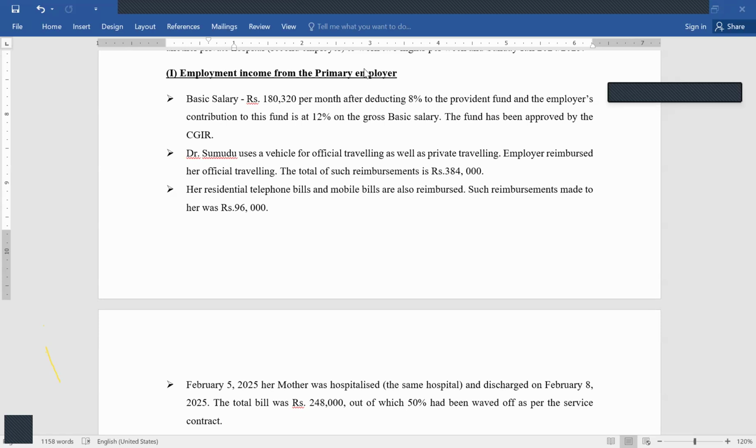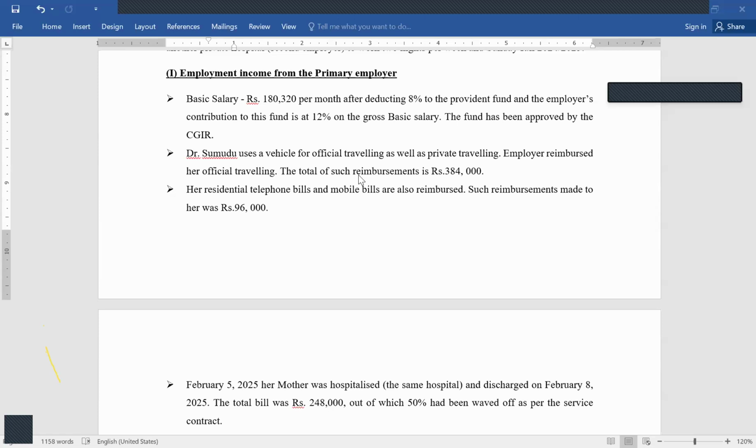Now you can determine whether an income is a benefit or not. If we understand in which situations something is a benefit, we don't need to check whether the law mentions it or not. Then we can determine whether it is a benefit or not. This is a reimbursement, but that expenditure is incurred for the official use. So that is not liable.